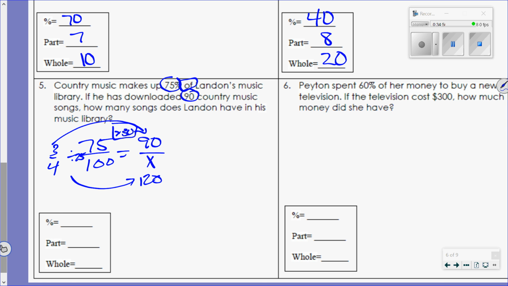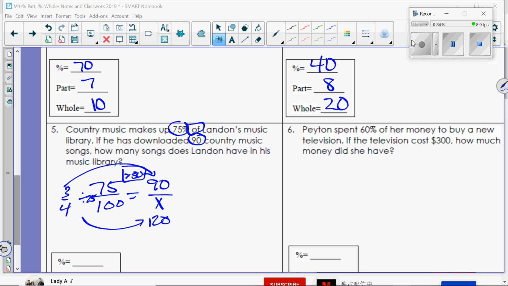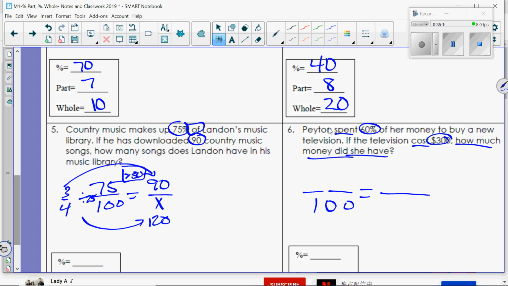So here's the last ones. Clayton spent 60% of her money to buy a new television. The television cost $300. How much money did she have? So that's a big clue on what we need to do. So again, start out with our basic form with our percent and 100 and our other one. We know the percent really quickly is 60. So our key is now figuring out where that 300 goes. Now they didn't have it, actually, they do have it. I missed it as I was going.